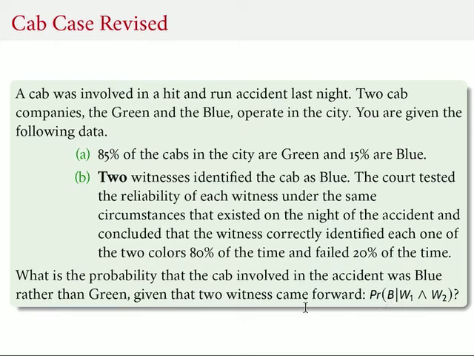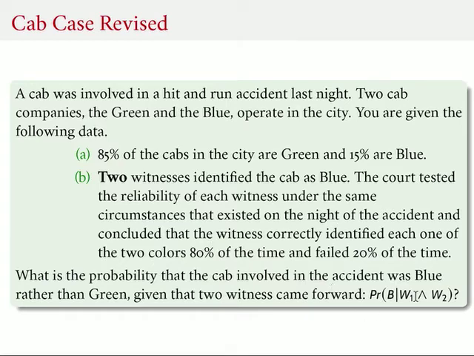But now we ask about a more complex probability. Now let's suppose that instead of just one witness coming forward and saying the cab was blue, suppose that in addition another witness also was at the scene of the crime and says that the cab was blue. And now let's assume that this witness has the same amount of reliability as the first witness. So both witnesses are 80% reliable.